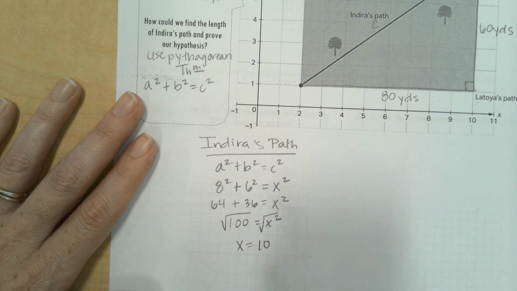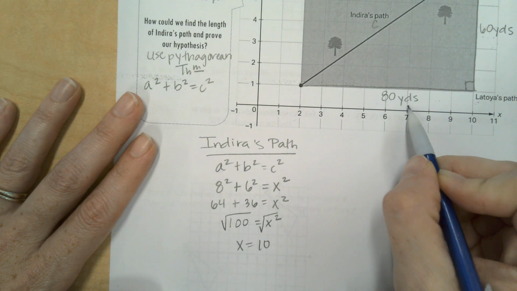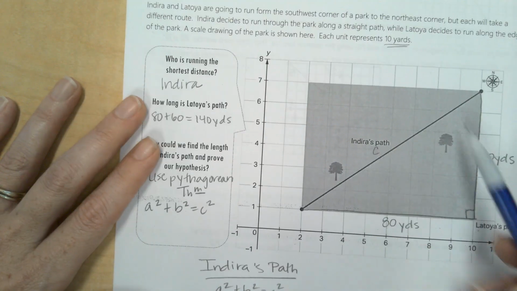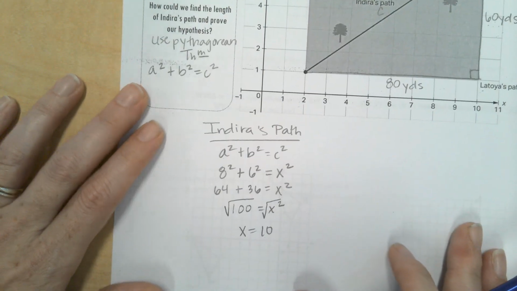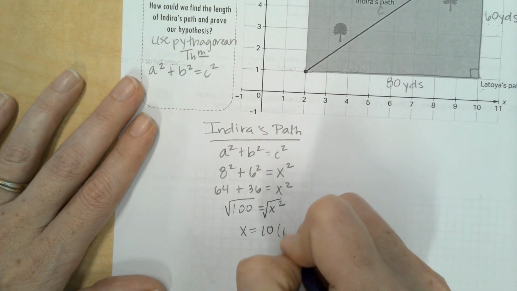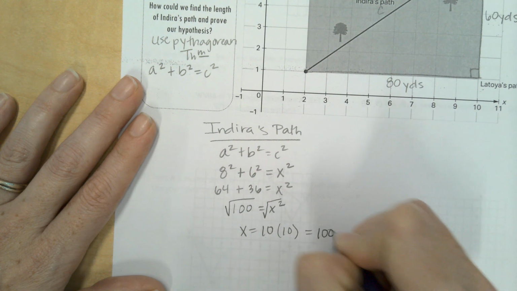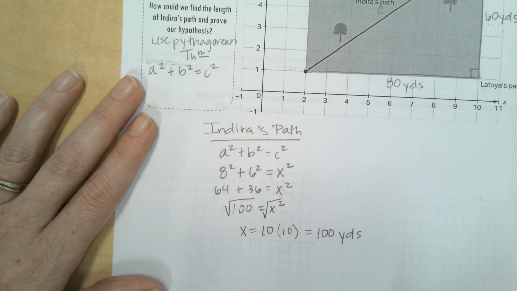So we know it's 10 units, but we need to make it yards, and every unit was 10 yards. So what do we need to do? Okay, times by 10, and we get 100 yards.